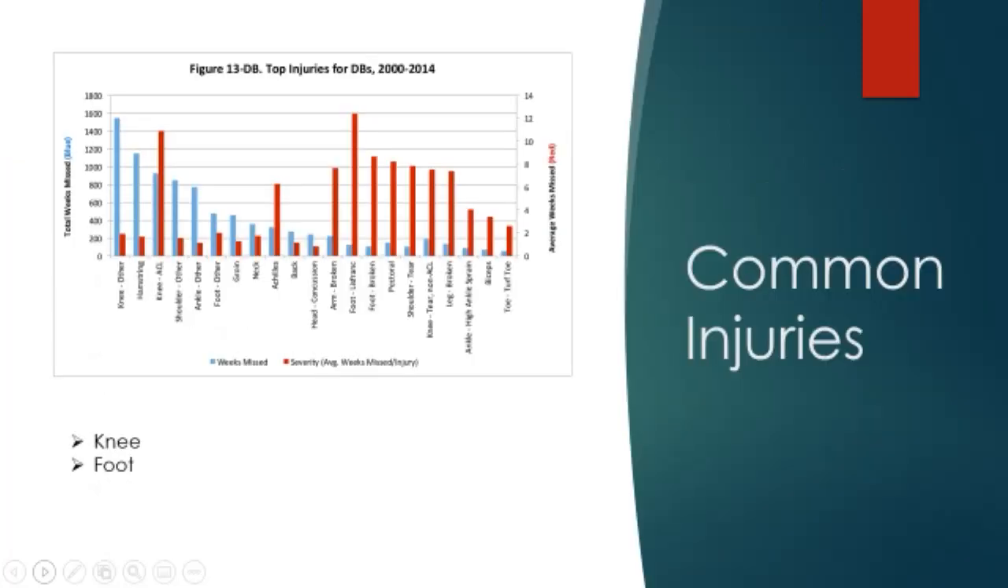So common injuries that we see for defensive back, this is taken from the NFL surveys that they've asked all their players. The most common injuries are injuries to the knee and foot. Injuries with the knee can be meniscus tears, ACL tears, MCL, LCL, also just strains and sprains. And then for the foot, we have ankle sprains, ankle fractures, sometimes even ankle dislocations.